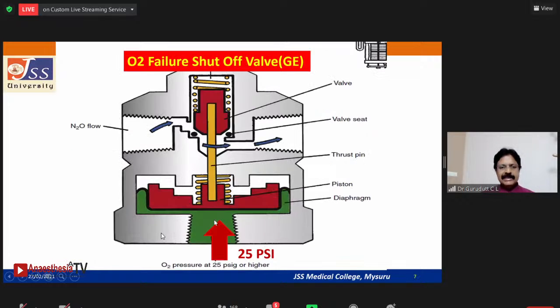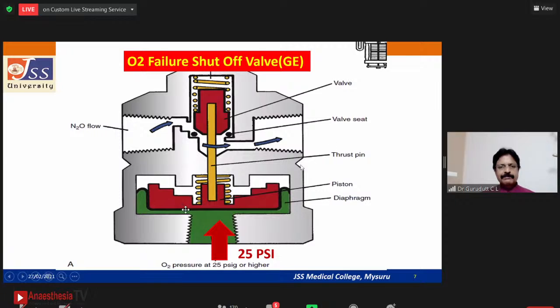You can see here, one chamber is there, the oxygen chamber, which is connecting to a diaphragm and a piston with a thrust pin. This is connected to a valve seat. So whenever oxygen pressure is more than 25 psig, this thrust pin will see that the valve seat is totally opening the valve, and then the nitrous oxide is easily flowing.